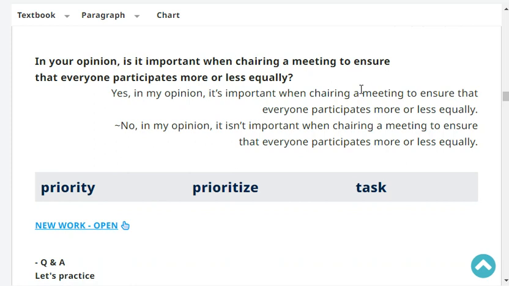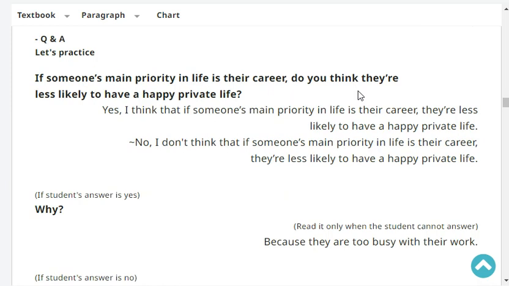In your opinion, is it important when chairing a meeting to ensure that everyone participates more or less equally? Yes or no? No. In my opinion, it isn't important when chairing a meeting to ensure that everyone participates more or less equally. Very good.